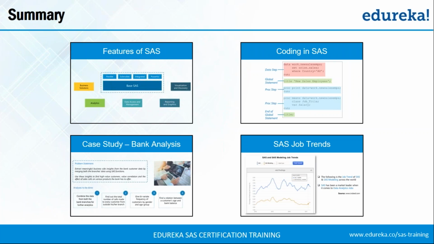Features of SAS. As I mentioned, the 4 pieces of the framework: access, management, analysis, and presentation. So it provides business solutions by accessing the data, manipulating it, analyzing it, and coming up with a model which gives us a prediction whether this is going to be good or bad for our business. And it is an extensible, integrated, and powerful tool. We also learned about coding in SAS. We went through the case study to see the business use of SAS.